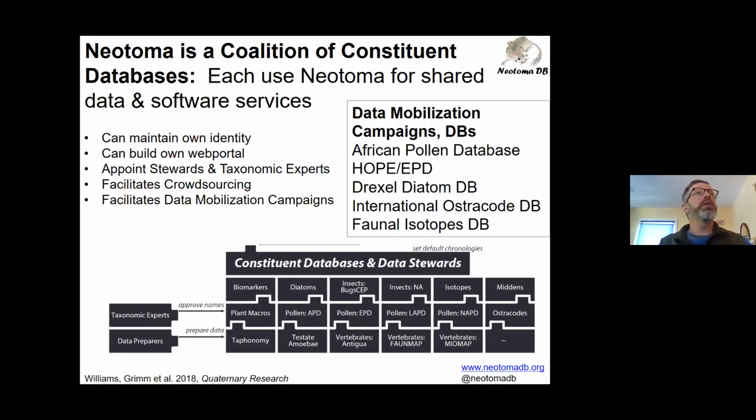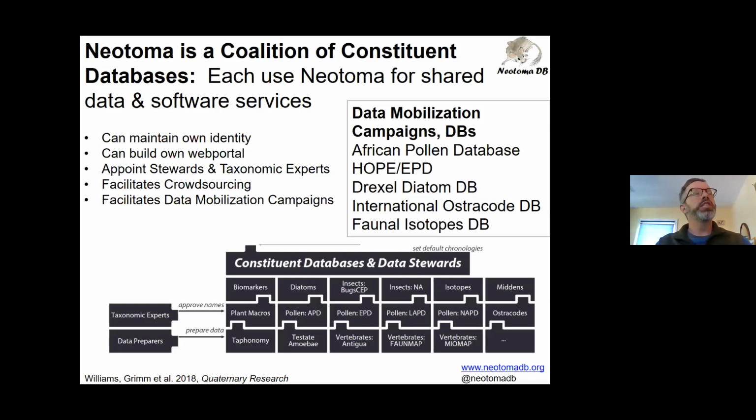And within that, any number of things could happen. You could have your own logo. You could have your own web portal. We're currently, for example, working with colleagues in Australia for the KABA initiative, where they'll be putting pollen data into Neotoma, but they're going to build their own front-end web portal, a KABA portal for the data of Australia, that will draw upon Neotoma resources. So all such things are possible.